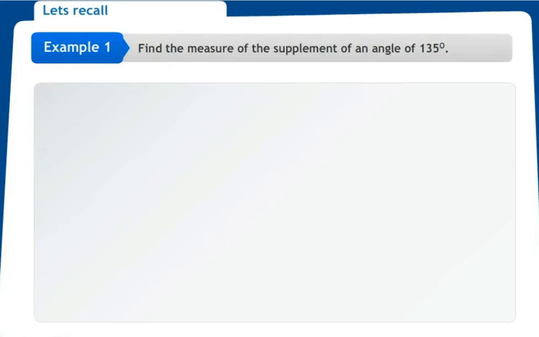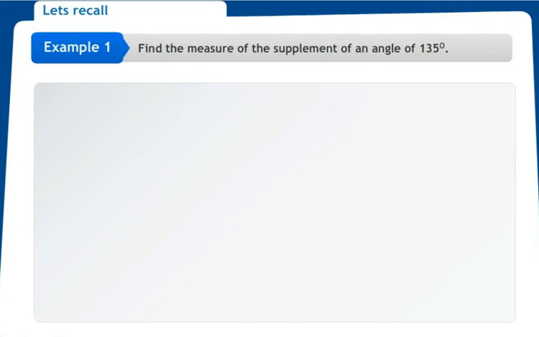For supplementary angles also, if we have to find the other angle of the supplementary pair, we are going to use the term supplement. Now let us read this example: find the measure of the supplement of an angle of 135 degrees. Since today we are going to study supplementary angles, we will study how to find the measure of the supplement of an angle of 135 degrees.